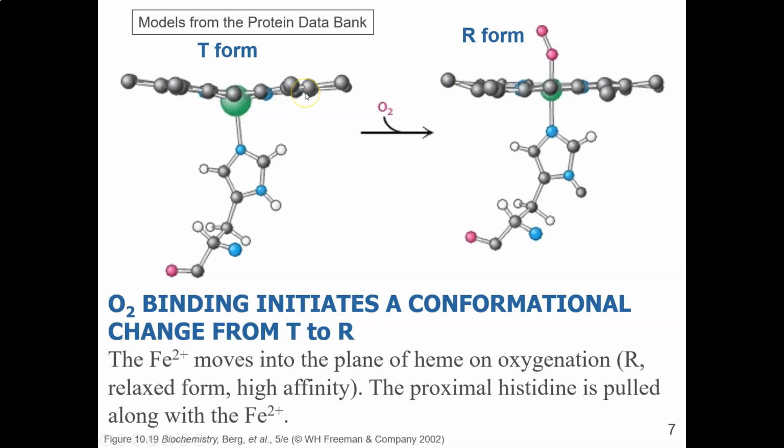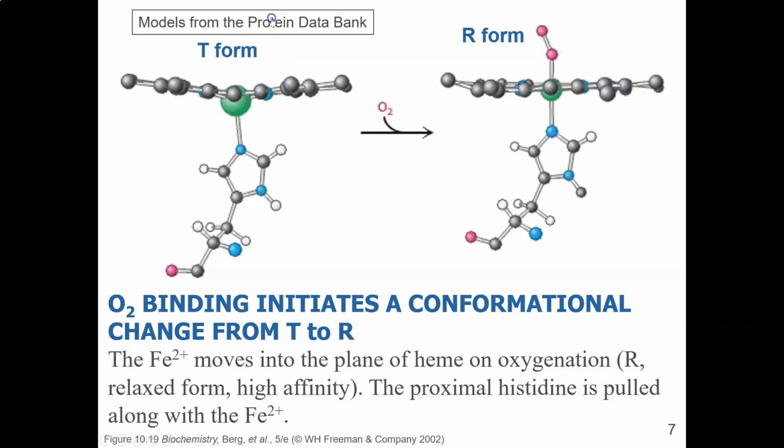When the conversion occurs from the T form to the R form, if you look at the histidine right here, that 15-degree rotation moves that histidine much closer. And now the iron is in the plane, and this porphyrin ring is nice and planar, and the oxygen has the ability to bind.